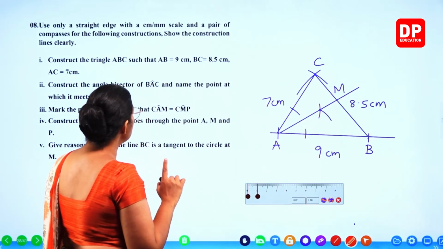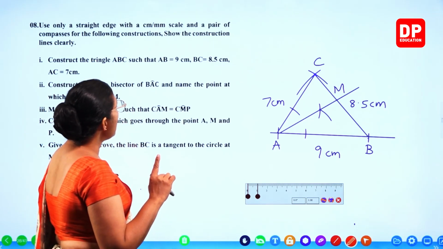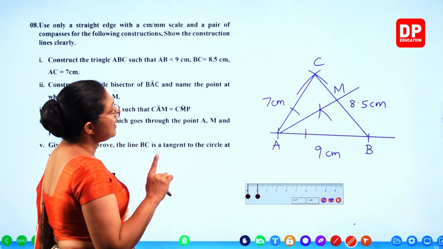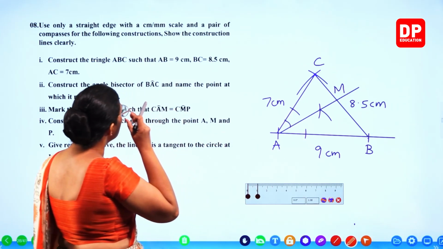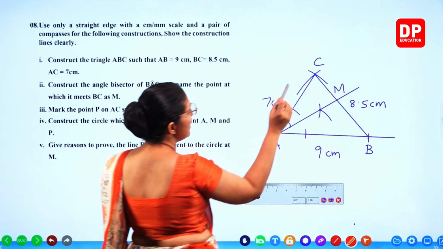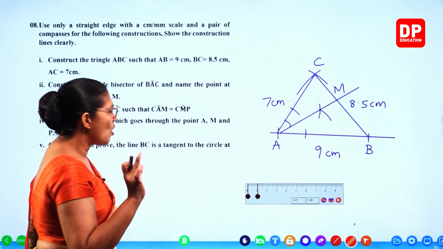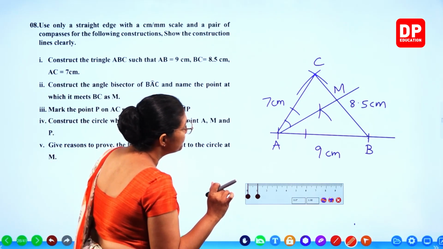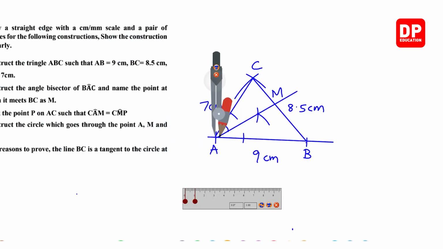Then mark the point P on AC such that CAM angle, this angle, is equal to CMP. So you have to mark equal angles. So how you do equal angles? So we have to take the compass. So how you are going to copy? So you take any distance and you can mark 2 arcs on that. So do the same thing here.